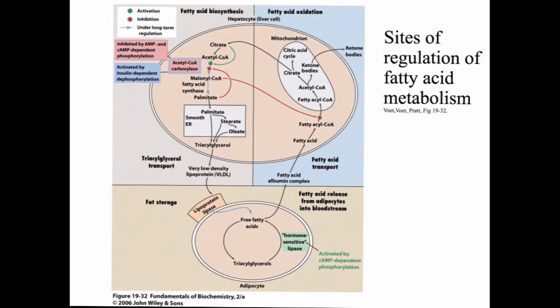Fatty acid oxidation and fatty acid synthesis are linked in the sense that you have regulation at that carnitine shuttle. So where I'm drawing that circle is where the carnitine shuttle is. This carnitine shuttle is inhibited by malonyl-CoA. Malonyl-CoA is present during fatty acid synthesis. So when fatty acid synthesis is going on, you'll increase your malonyl-CoA and you'll inhibit fatty acid oxidation. So the two pathways are linked.